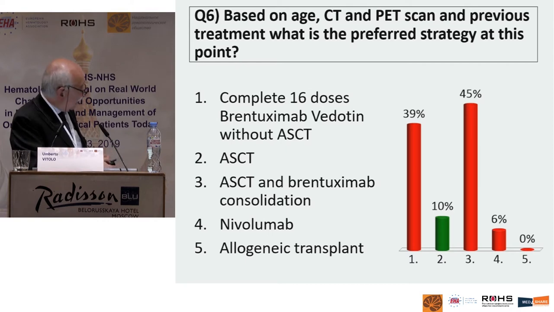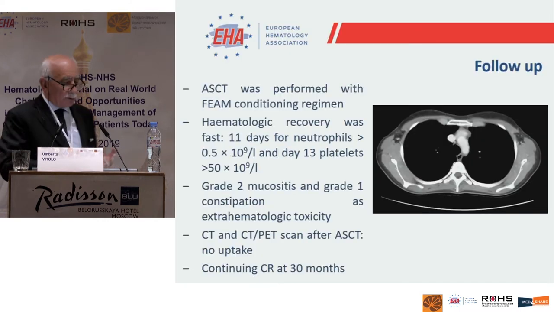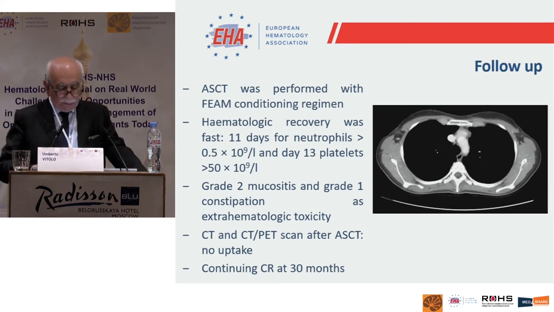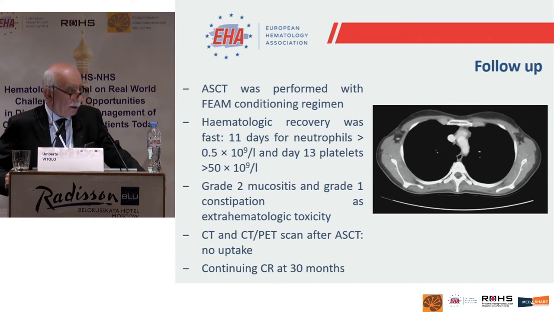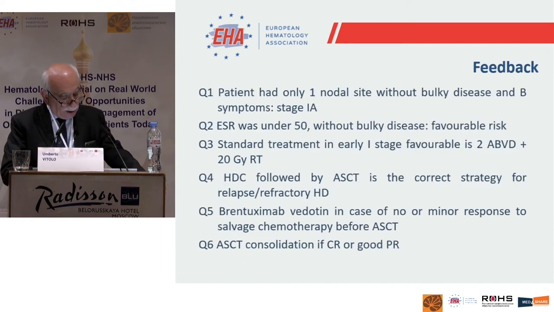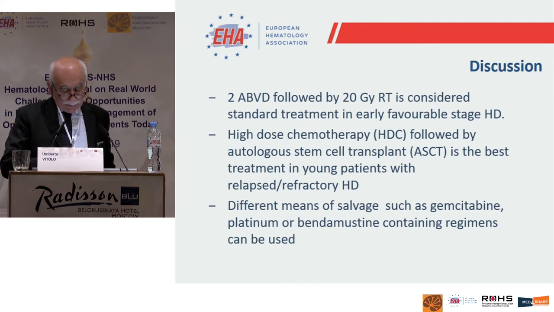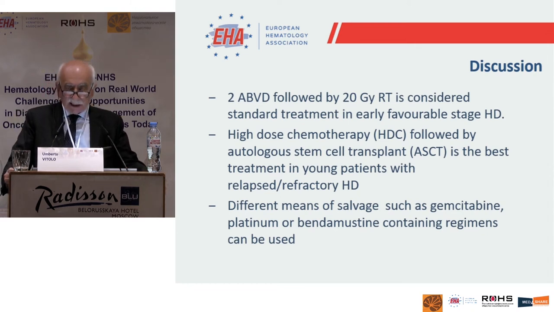So this was the reason why we decided to give autologous stem cell transplant as a consolidation. The hematology recovery was fast with few toxicities, and CT PET scan after autologous transplant showed no uptake. She's in continued complete remission for 30 months, and we decided not to give any further brentuximab vedotin consolidation. And this is the answer that I already explained, and the point of this case: I think that four cycles of ABVD followed by 20 Gy in favorable early stage is a standard treatment, and despite the results of this lady, high-dose chemotherapy and autologous stem cell transplant is the treatment of choice in this patient.